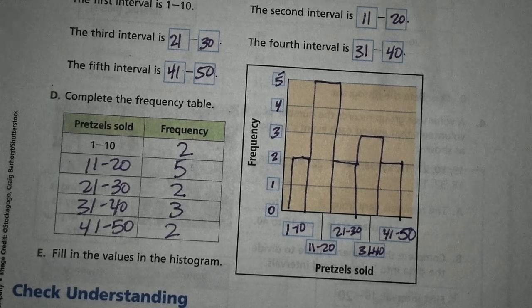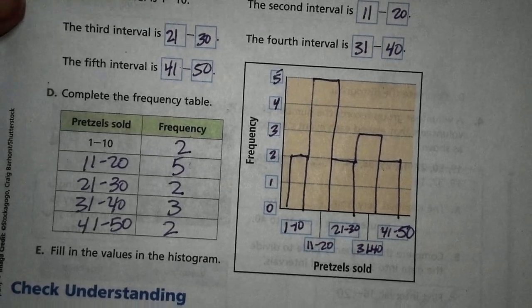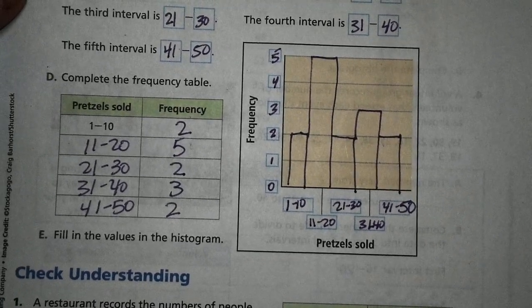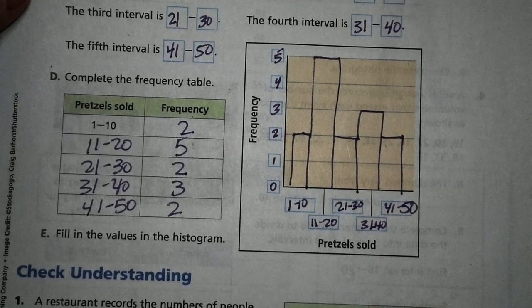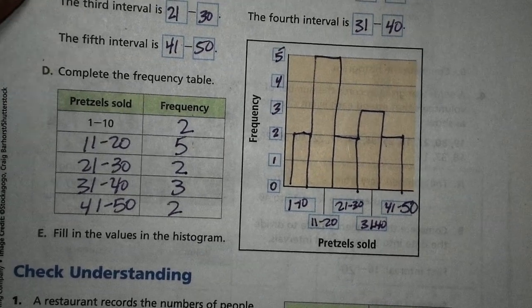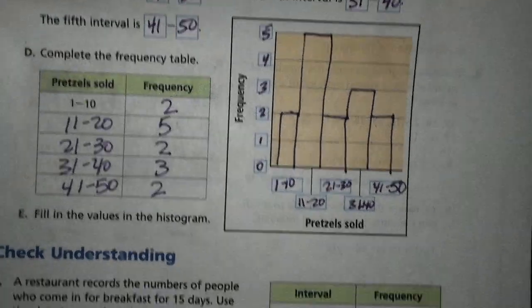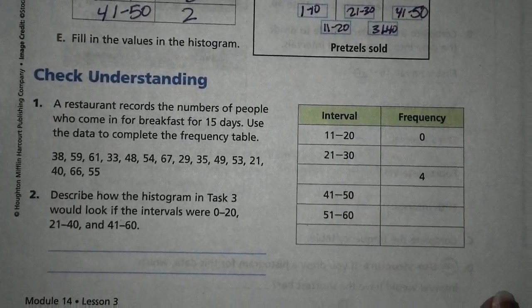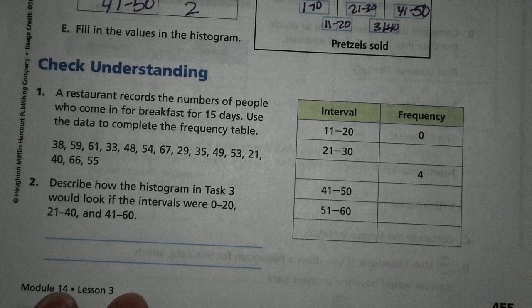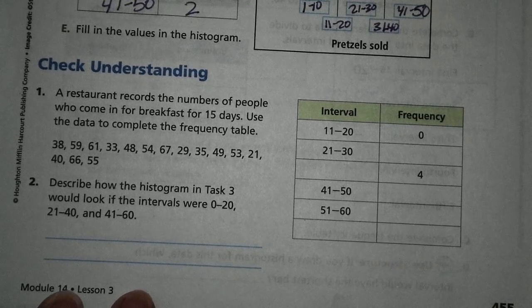All right, so that actually is the end of this lesson. It is a short lesson. So pause the video, complete that check for understanding, and then come back and check your work. All right, welcome back. So a restaurant records the numbers of people who come in for breakfast for 15 days. Use the data to complete the frequency table.